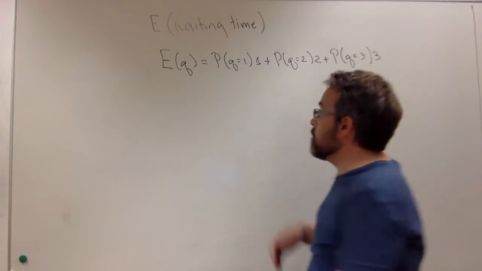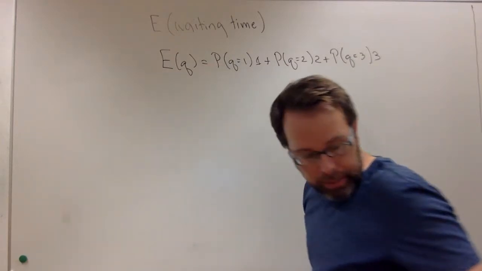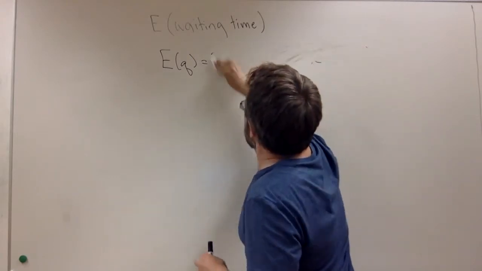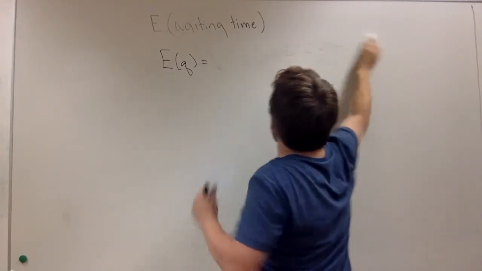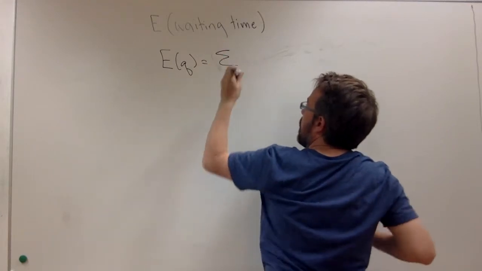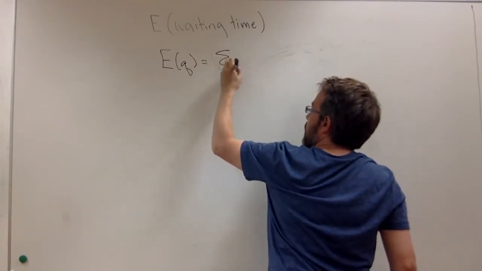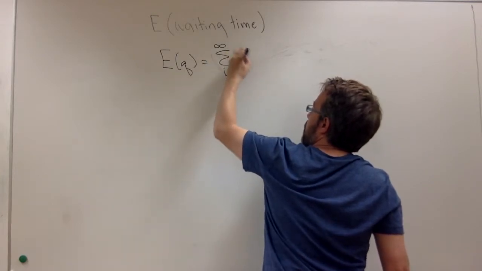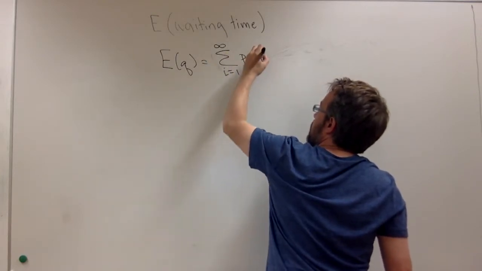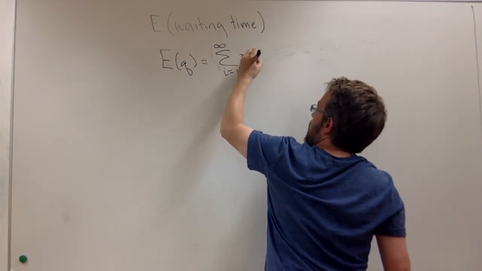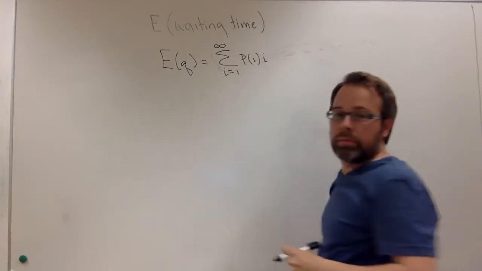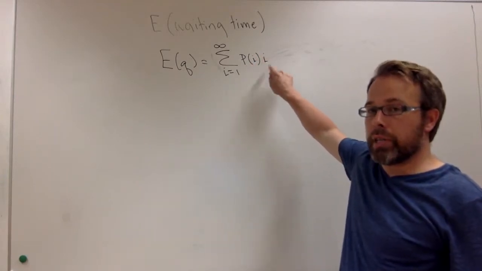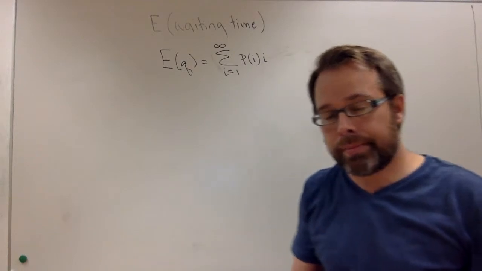Okay? So then we can rewrite this as the sum from I equals, well, in this case, 1 to infinity, of the probability that the waiting time is I times I, right? Probability 1 times 1 plus probability 2 times 2 plus probability of 3 times 3, and so forth.